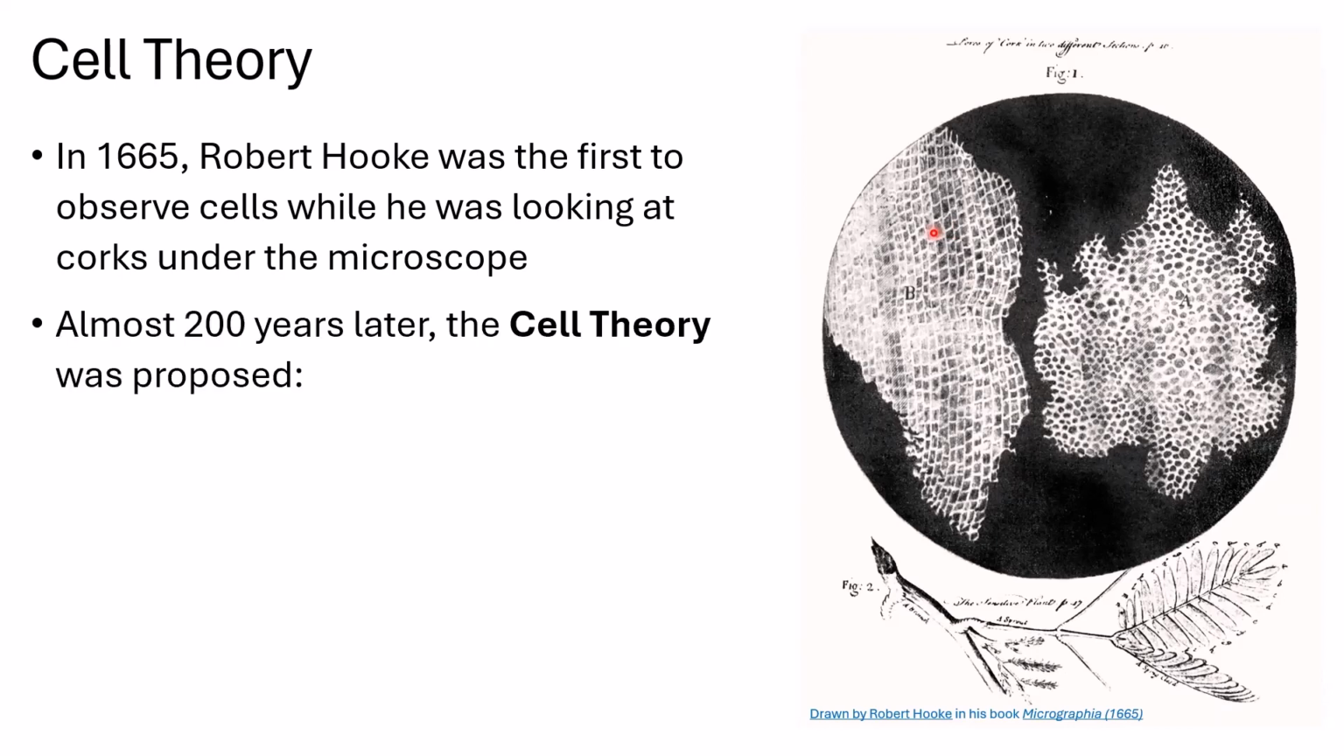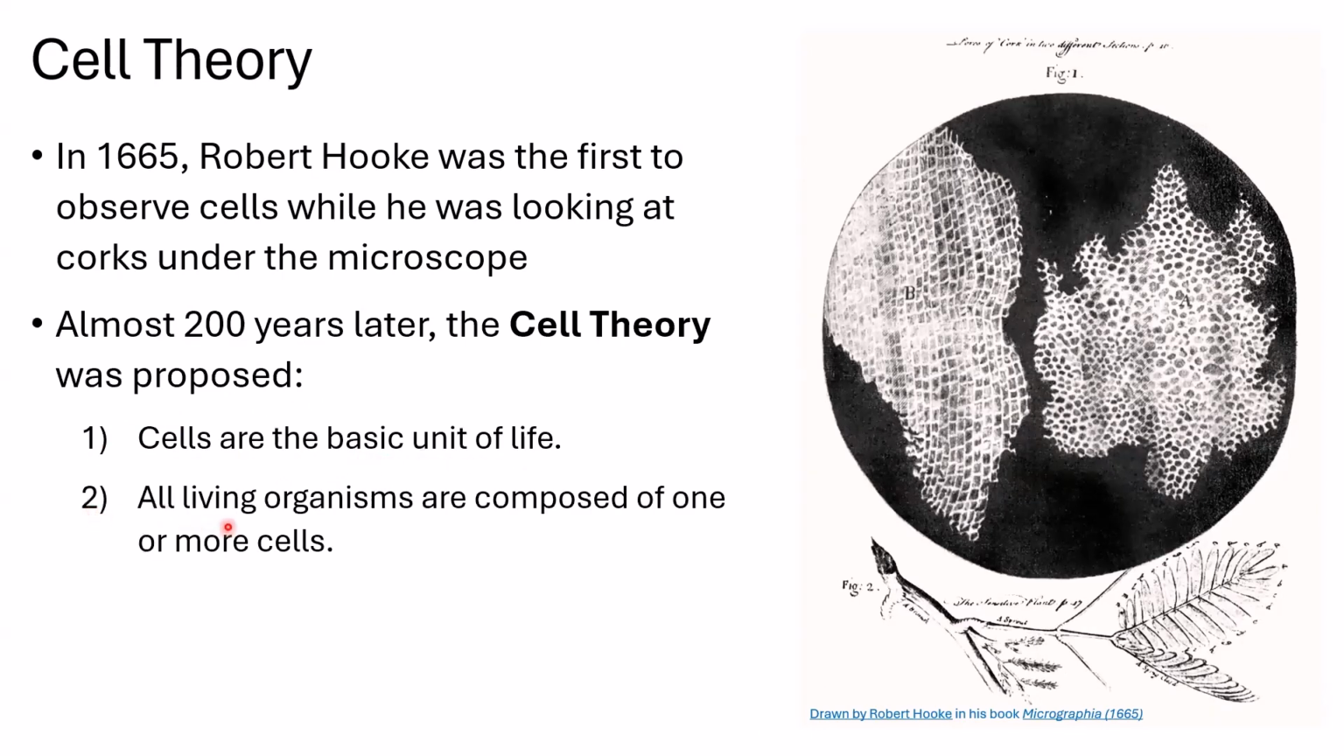Several other scientists also made huge discoveries that contributed to our understanding of the cell, and almost 200 years later, the cell theory was proposed. This theory has three main ideas. 1. Cells are the basic unit of life, as we previously discussed. 2. All living organisms are composed of one or more cells. That is, organisms can be unicellular or multicellular.